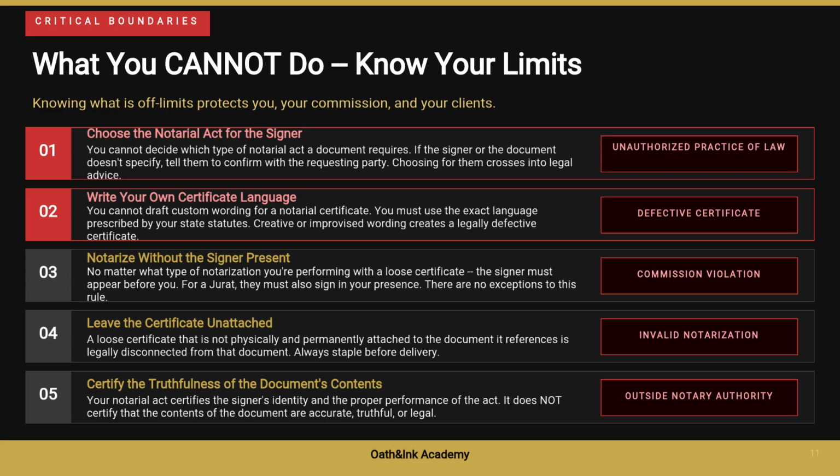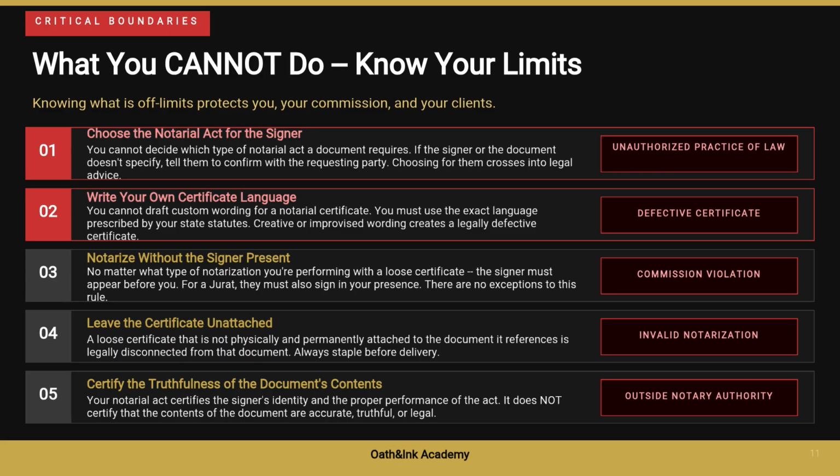Third, and this is fundamental to everything we've covered, the signer must be present. A loose certificate is not a workaround for remote sign-in. The signer appears before you, you verify their identity, and you perform the act in real time. No exceptions. Fourth, never leave the certificate unattached. If that certificate and document become separated, the legal connection between them is gone. Staple before delivery.